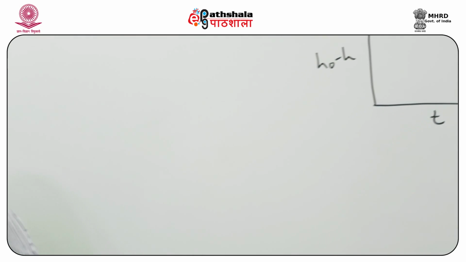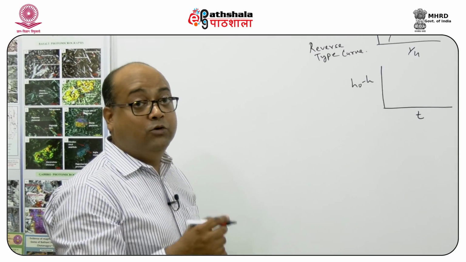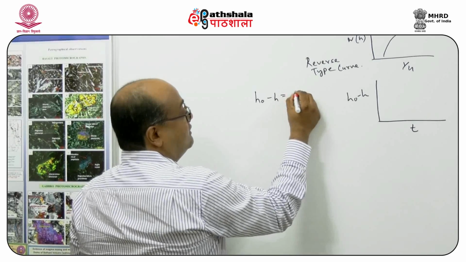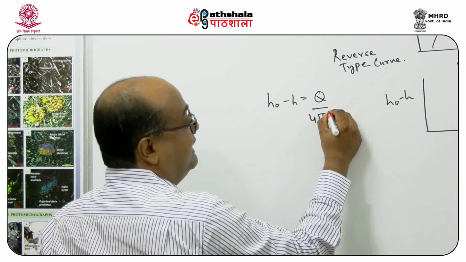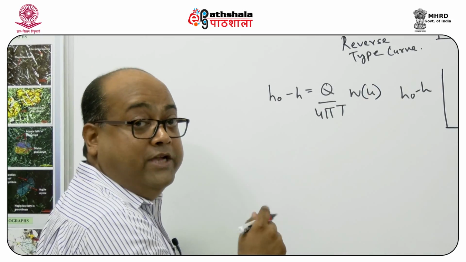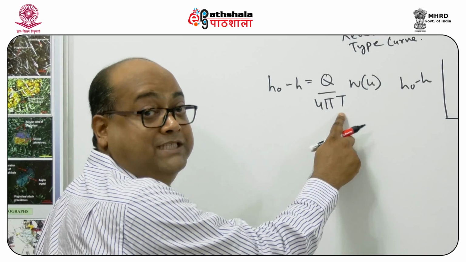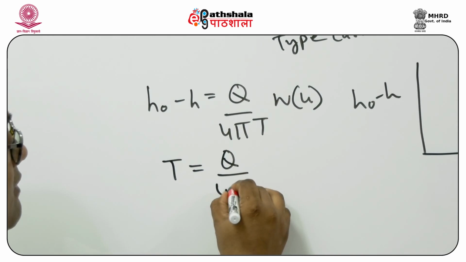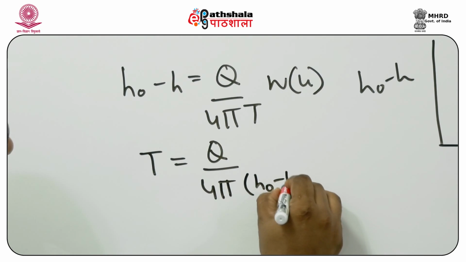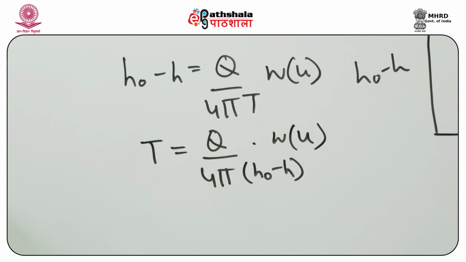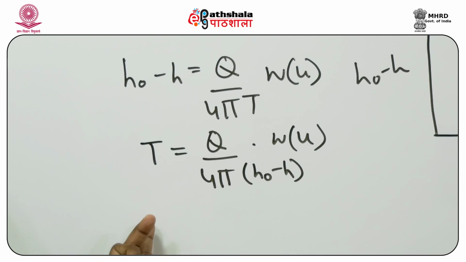Going back to the original Theis equation, H0 minus H equals Q by 4 pi T times W(u). Here I can rearrange this equation to get the value of T, the transmissivity, which goes like this: T equals Q by 4 pi times (H0 minus H) times W(u). Once I get the value of transmissivity, I can get the value of storativity.